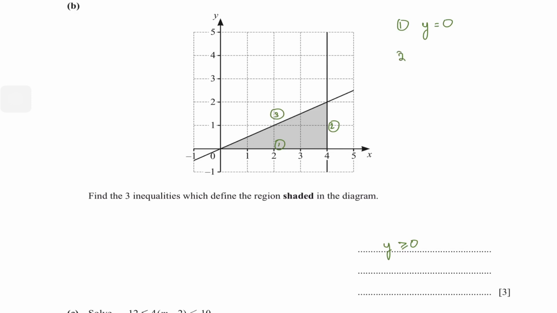Now let's talk about line number 2. The equation is going to be x = 4. Since the region I want is on the left hand side, the inequality that we're going to use is x ≤ 4. Now let's talk about line 3. Line 3 is a sloping line. That means I'll have to first work out the gradient. So I'm going to use 2 points. One of them is of course going to be 0, 0.